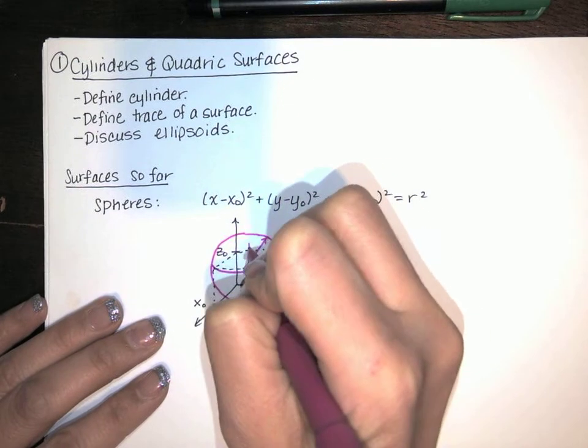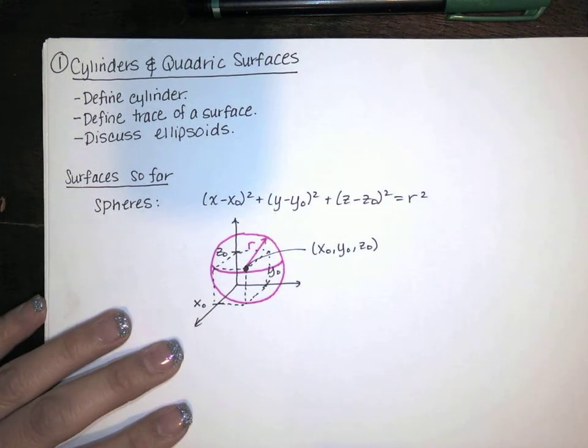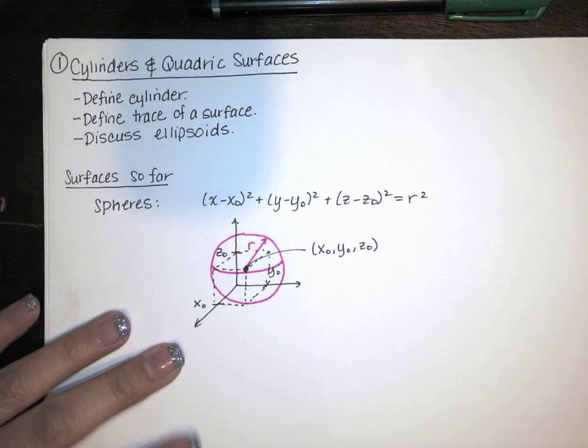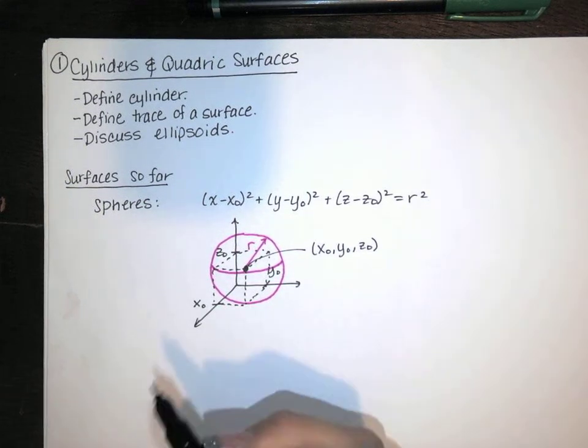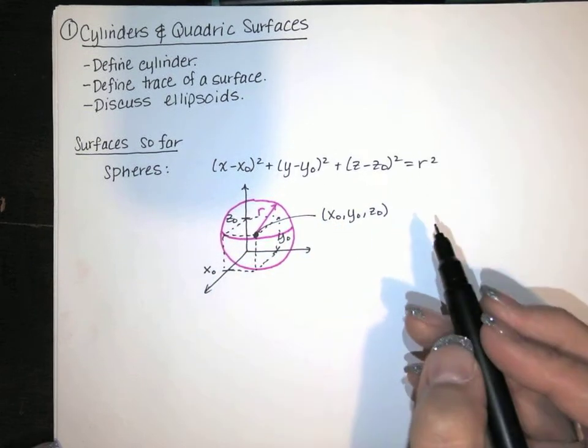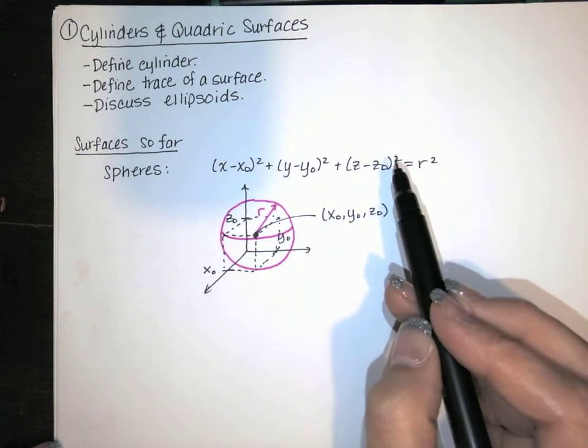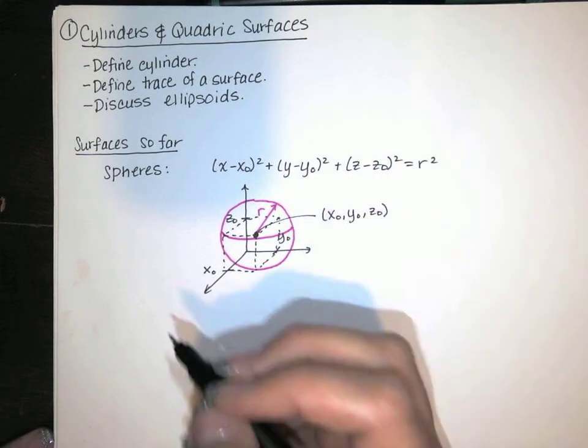And to indicate the radius, I'll just put a little vector in there. It starts at the center and goes out to a point on the sphere. And we've got a sphere of radius r. So if you see something that looks like this, you know that it's a sphere and its radius is r.